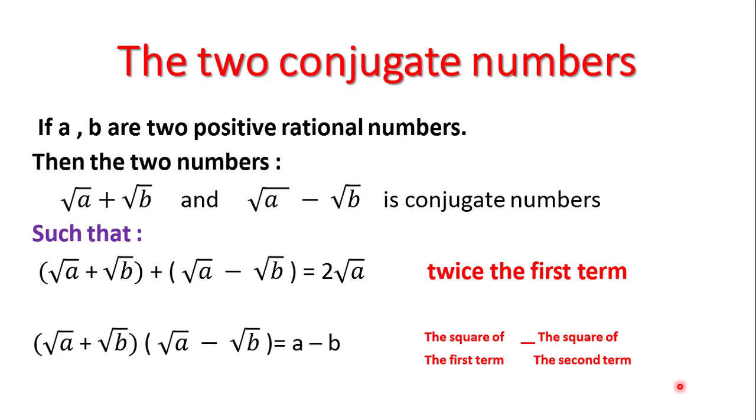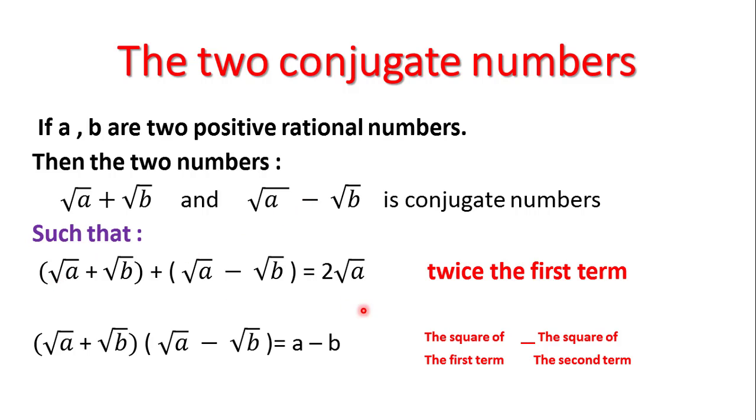What do we mean by the two conjugate numbers? If we have any two positive rational numbers, a and b, then we have two numbers: root a plus root b and root a minus root b. These two numbers are conjugate numbers. The only difference between a number and its conjugate is the middle sign.